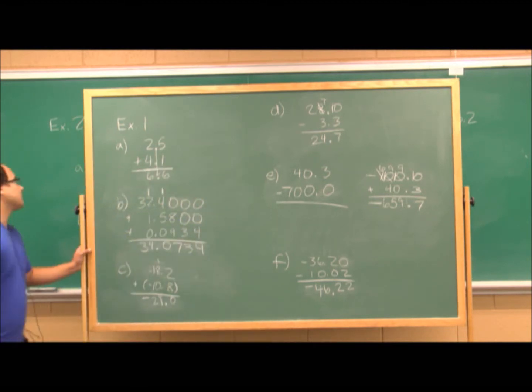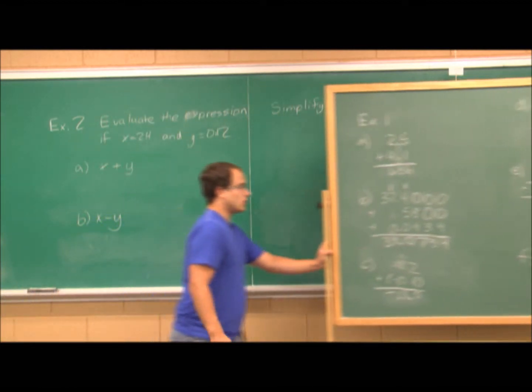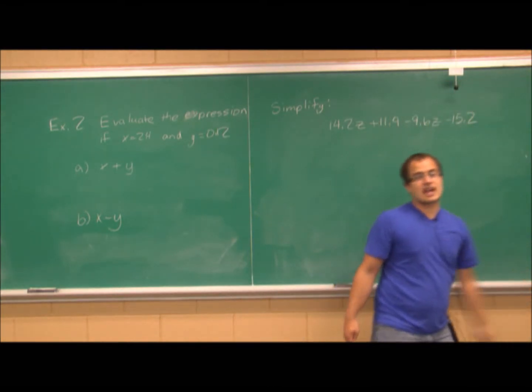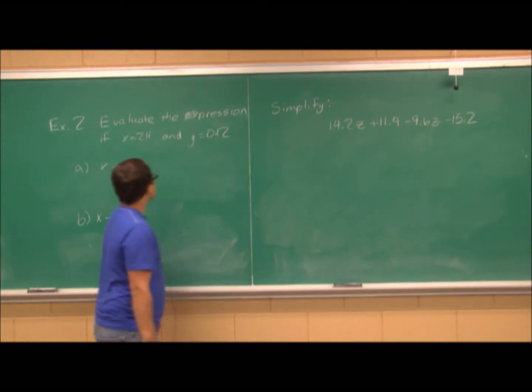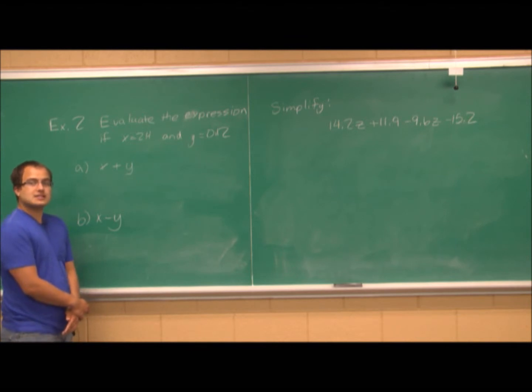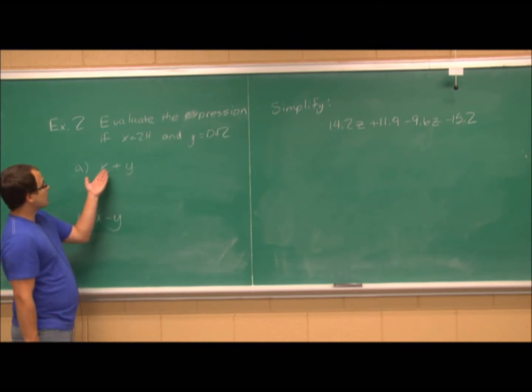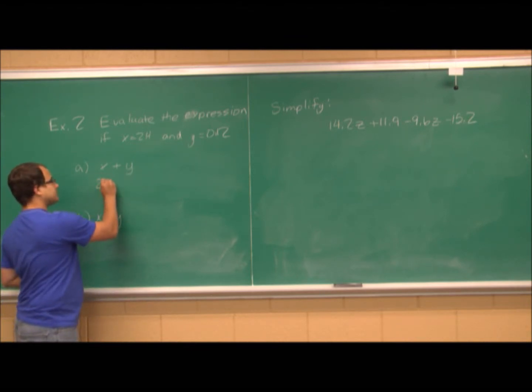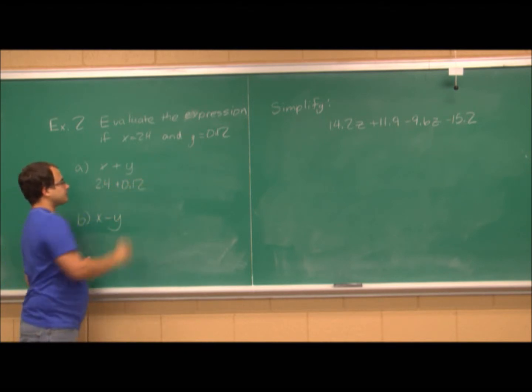Now moving on to example 2. It's an evaluate problem, which we have seen in every section so far. So evaluate the expression if x equals 2.4 and y equals 0.12. Part A is x plus y. The first step in evaluating a problem is replacing the variables with their numbers. So x is 2.4 and y is 0.12.